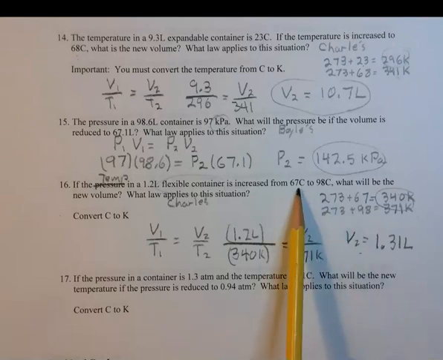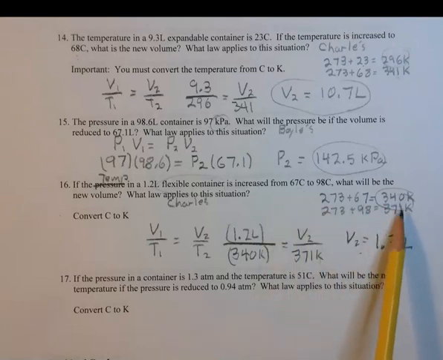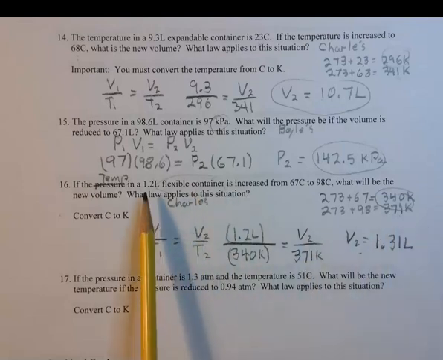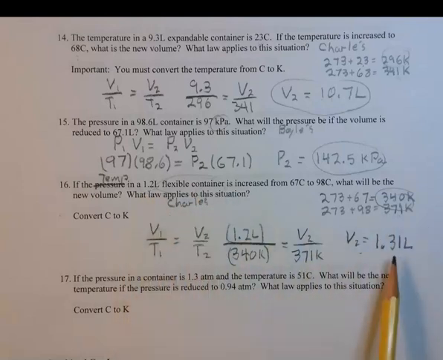So you multiply the temperature by, it looks like about 10% from 340 up to 371. So that means your volume increased by about 10% from 1.2 to 1.3. So about 10% roughly, okay? So that makes sense. All right, next one.